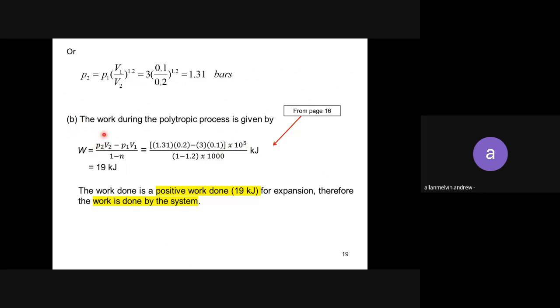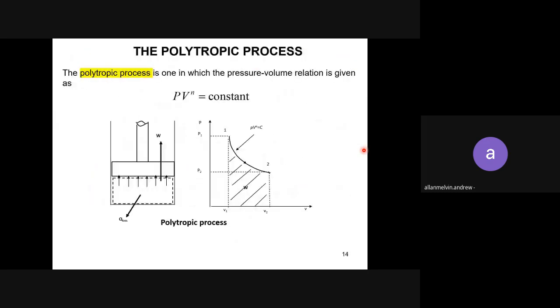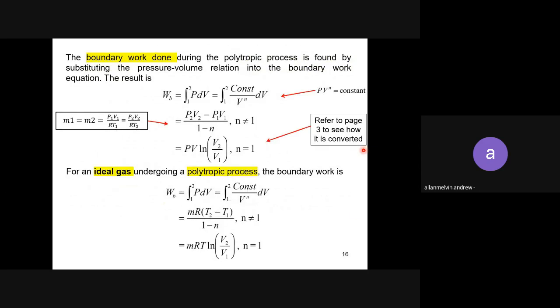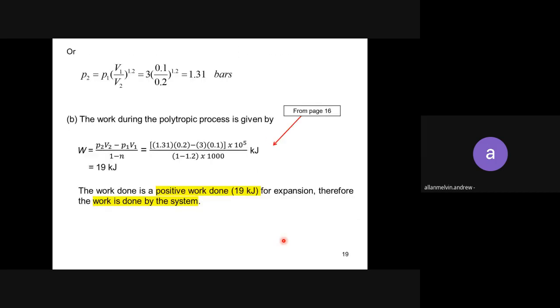Then part 2. The work during the polytropic process is given by W equals to P2 V2 minus P1 V1, over 1 minus n. So this is from page number 16. So refer back. Sorry, not page number 15, I think. Okay, sorry, page number 16. So you can get the formulas from here. Betul lah, on page number 16. Okay, so you just replace all the values.